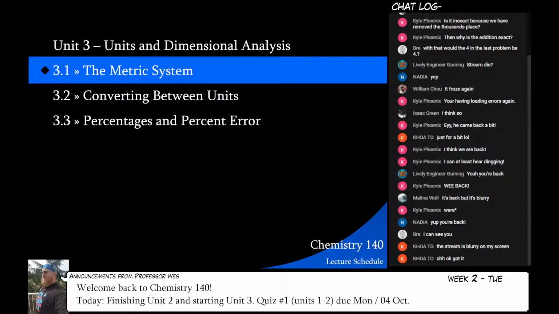So, Unit 3 is all about dimensional analysis. Dimensional analysis is something that you've probably done before, where someone asks you, how tall are you? And you say, I'm 6'0". And they ask, what's that in inches? And you have to do math to figure that out, right? Well, there's 12 inches in a foot, and I'm 6 feet tall, so I'm 72 inches tall. Everybody's done a problem like that.